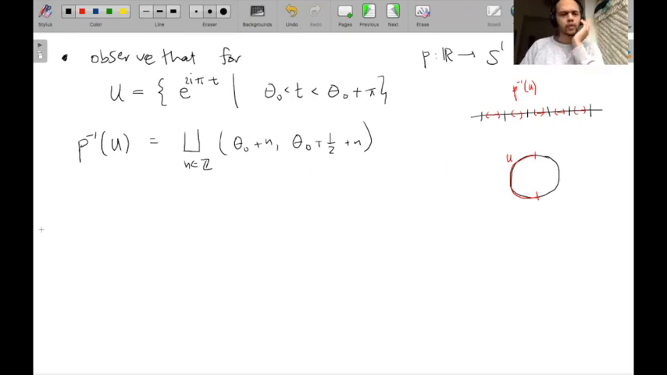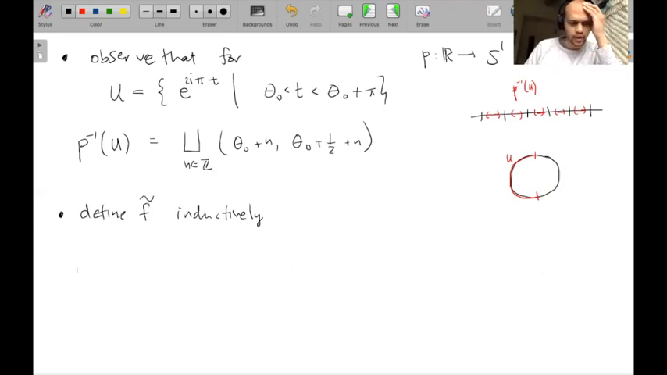And so now what we'll do is we'll define the lift, f tilde, inductively, and right, so that works as follows. So suppose f tilde is defined on a_i.